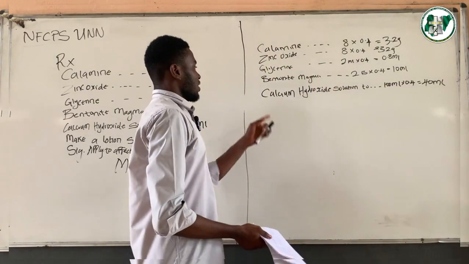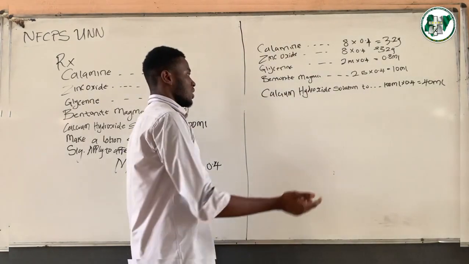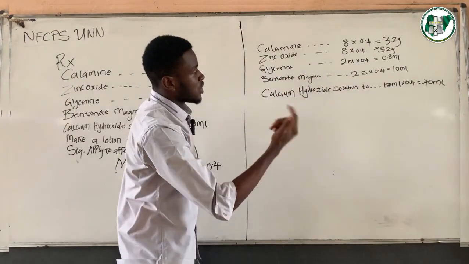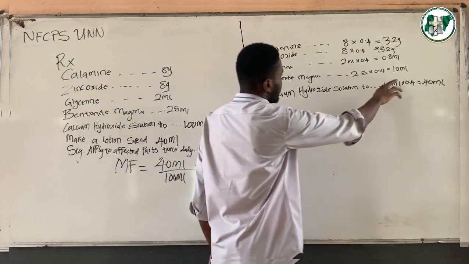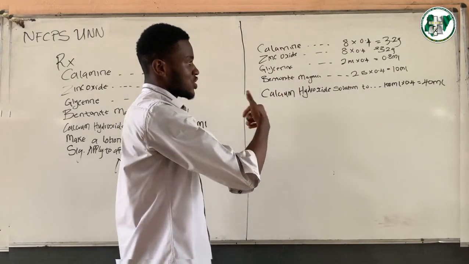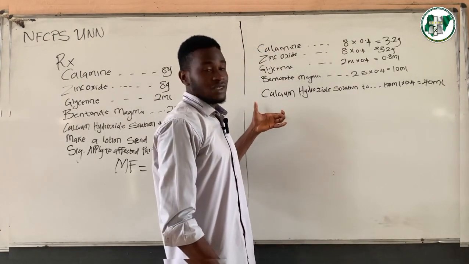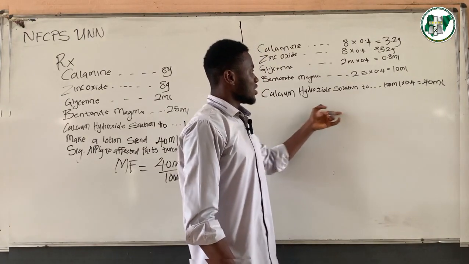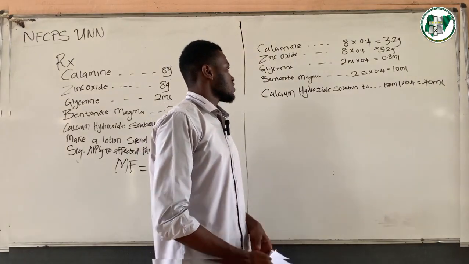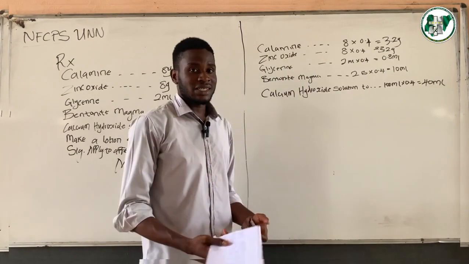Then a little quantity of calcium hydroxide solution was also poured into the mortar to rinse the mortar and was transferred into the dispensing bottle. Then 0.8 ml of glycerin was measured into the dispensing bottle, and also 10 ml of bentonite magma was measured into the dispensing bottle and shaken a bit. Then calcium hydroxide solution was used to make up this lotion up to the 40 ml. After that you say that your preparation was properly prepared, labeled, then dispensed.